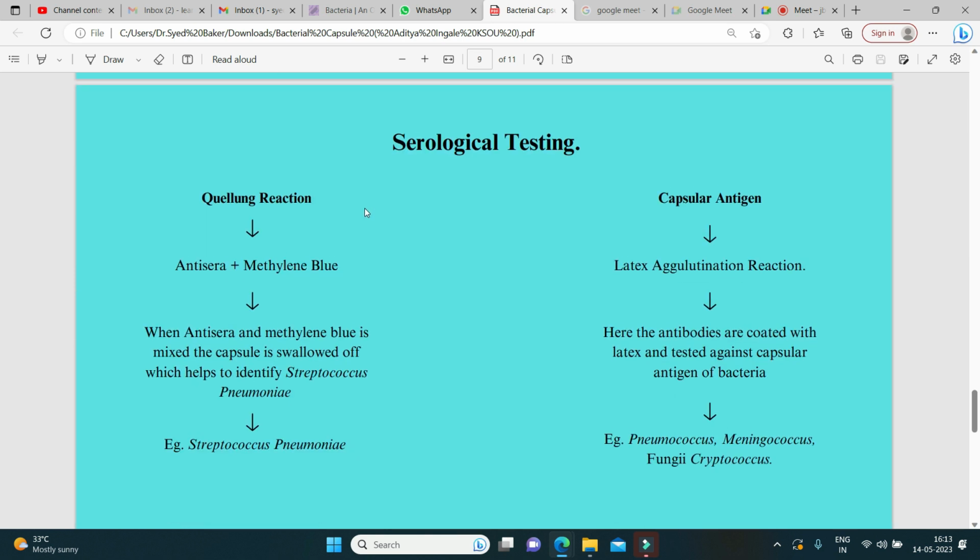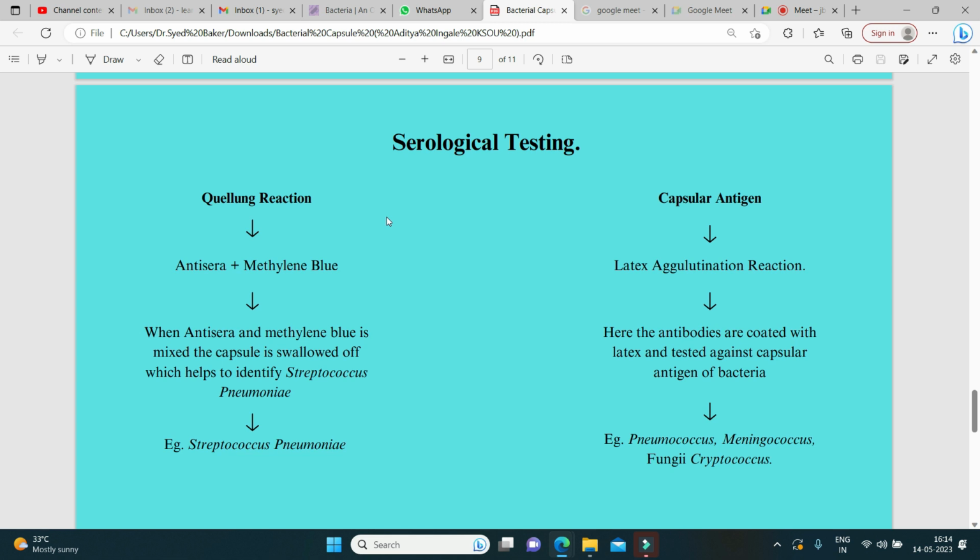The third part is serological testing, in which there are two types: Quellung reaction, and second, capsular antigen. In the Quellung reaction, antisera plus methylene blue together are used to stain a particular species of bacteria, which is Streptococcus pneumoniae. When antisera and methylene blue are mixed together, the capsule of Streptococcus pneumoniae swells up, because of which it helps us identify this particular bacterial species, Streptococcus pneumoniae.